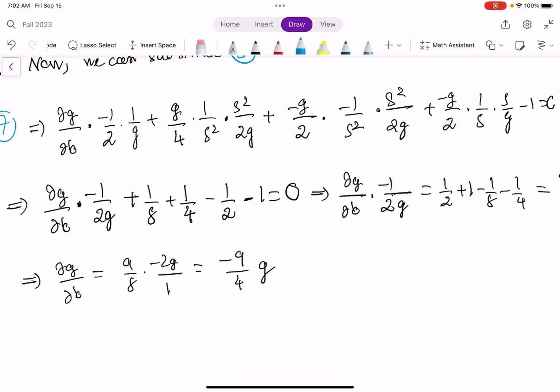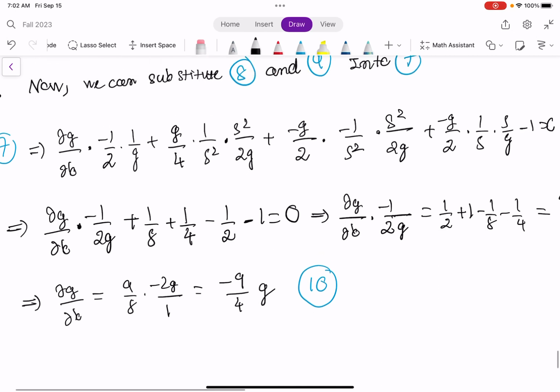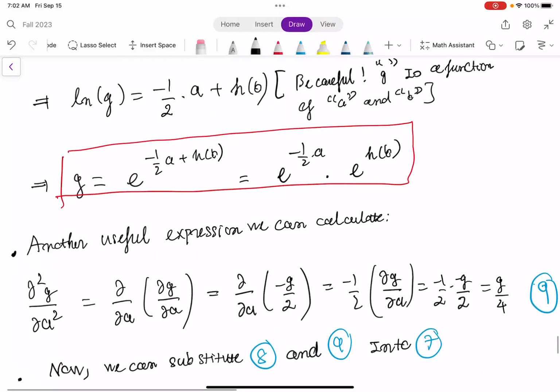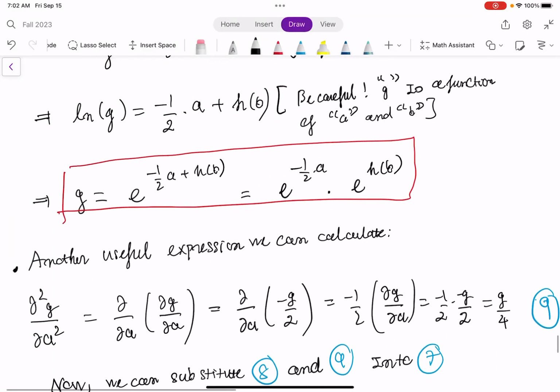Okay, I will call this equation 10. Okay, what are we going to do after this point? Recall, this is what you need to recall. We got g already. Y'all remember? We got g here.